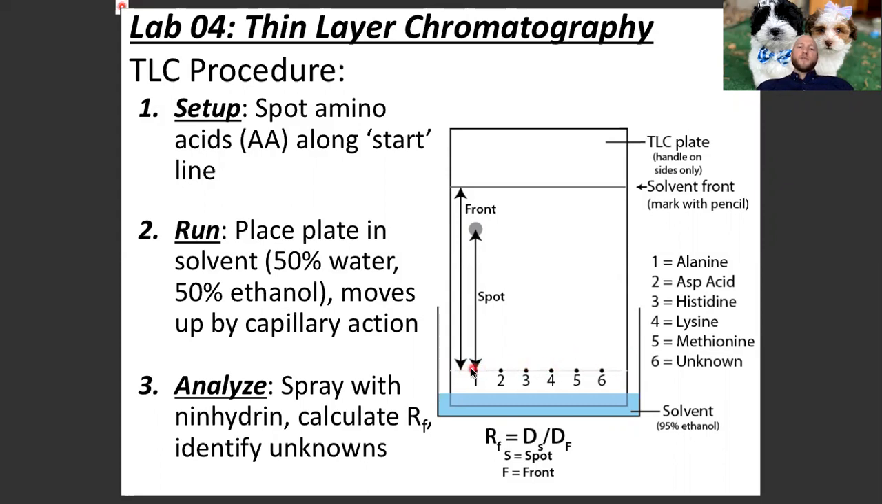We're then going to put 2 little drops of alanine on that line, 2 little drops of aspartic acid right next to it, 2 little drops of histidine next to it, and so on, all the way down to our 6th spot where we're going to put a few drops of an unknown amino acid. We're then going to take that plate and put it inside of a chamber that looks kind of like a fish tank. At the bottom of that fish tank, we're going to have about a 1/4 inch or 1/2 inch of the solvent. The solvent is 50% water, 50% ethanol.